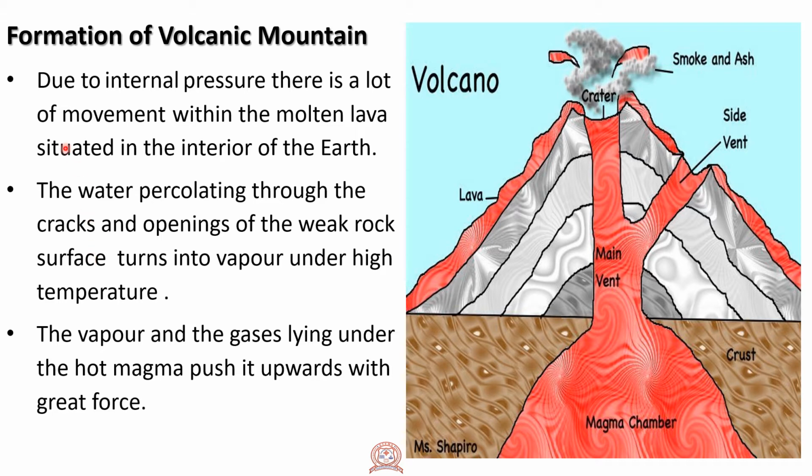Formation of volcanic mountain. Due to internal pressure, there is a lot of movement within the molten lava situated in the interior of the earth. The water percolating through the cracks and openings of the weak rock surface turns into vapor under high temperature. The vapor and gases lying under hot magma push it upwards with great force.